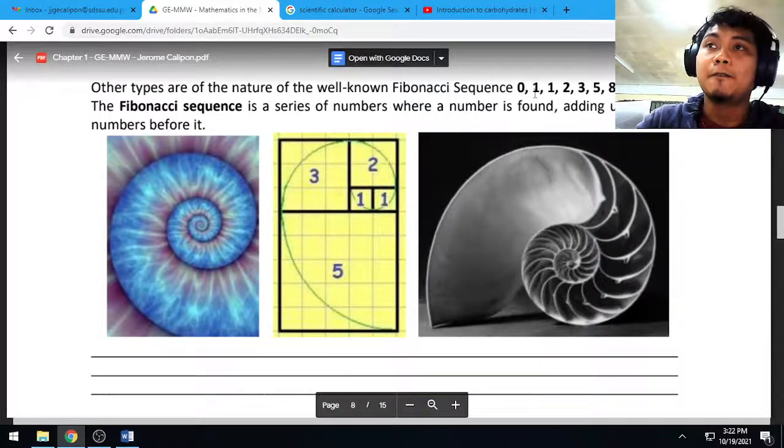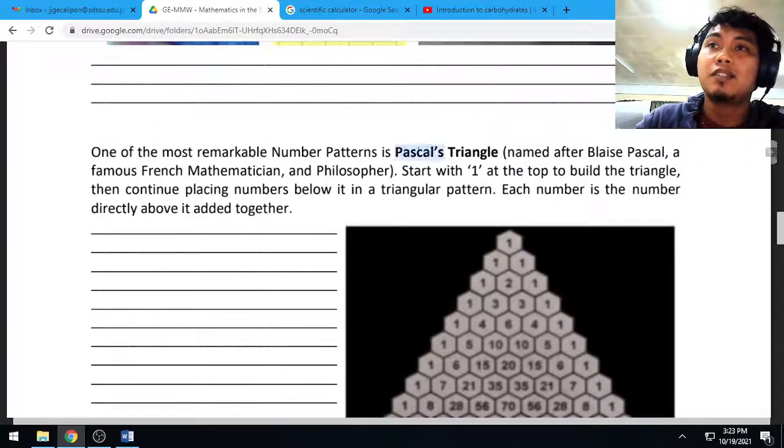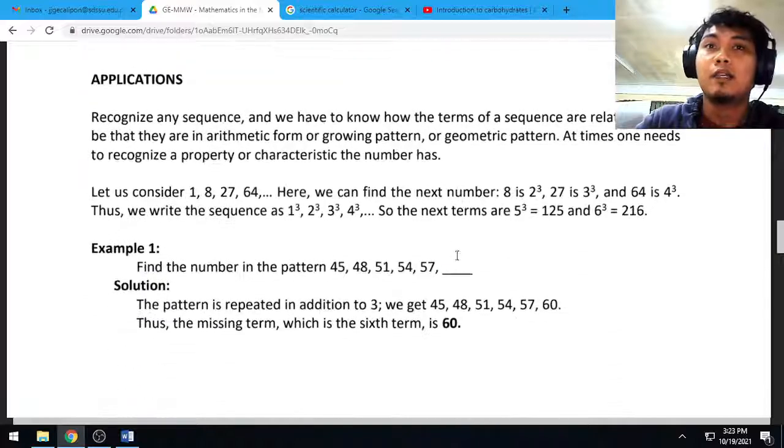So by adding the current number to the previous number, we can get a new number. So parang ganun lang. And then Pascal's triangle. Diniscuss natin paano siya na-form. So by adding yung katabi niyang number, at yung equivalent niya ilalagay natin sa baba, so para magkaroon tayo ng triangle. So parang ganun.